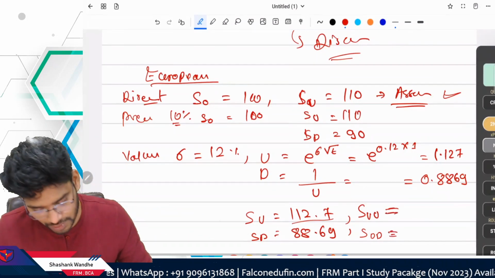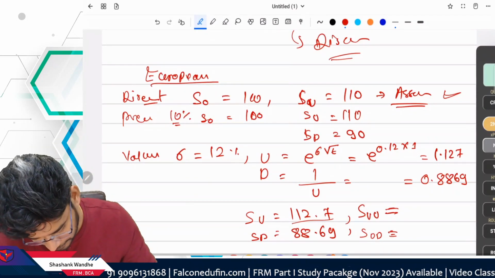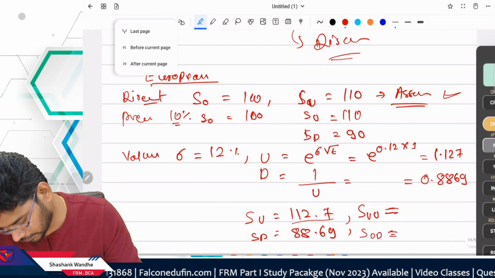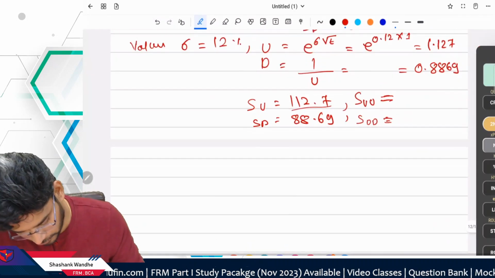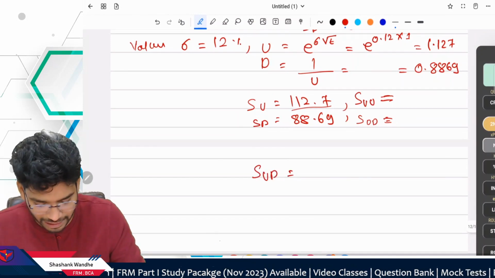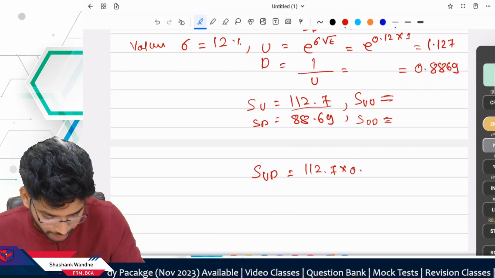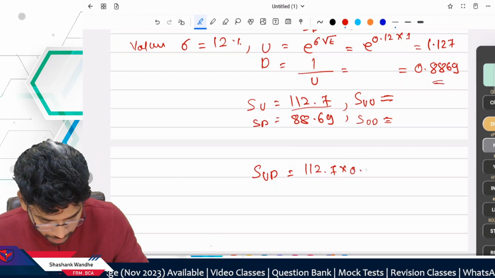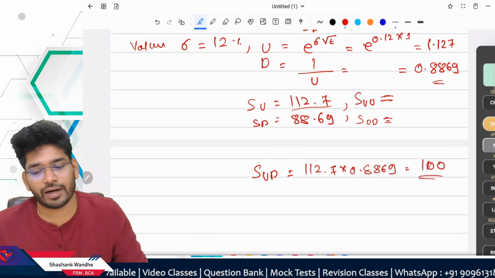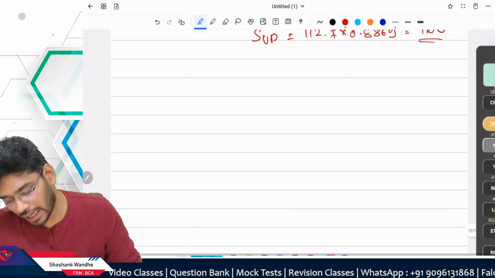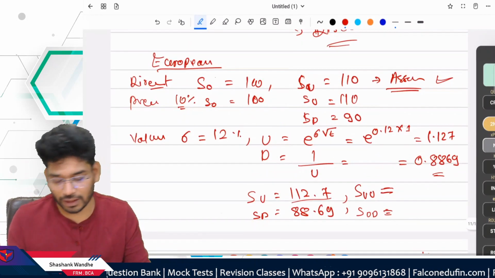Okay, so simple. For the same, if you want to calculate the SUD, take any value, 112.7 multiplied by the downward factor 0.8869, and you don't have to do any calculation here. Answer is going to be the 100 only. Okay, fine. So this is how we calculate the upward movement and downward movement factors if the information is provided in the volatility format.